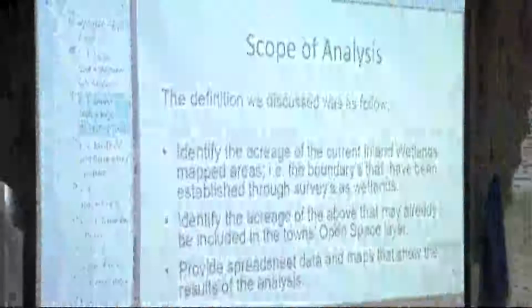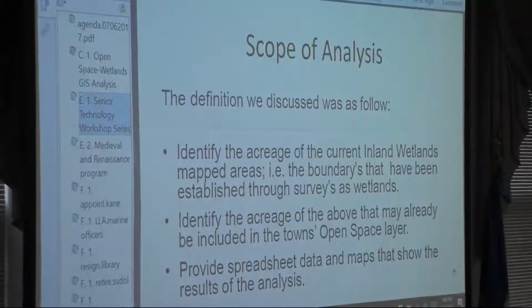First is the presentation on open space and wetlands, the GIS analysis that Ray has done on behalf of the Board of Finance. Ray? Well, Jeff asked me to come and present to you what I presented to the Board of Finance. A month or so ago, John Michaels wrote to Jeff and asked him to have me work with our GIS guys to identify the acreage of wetlands.